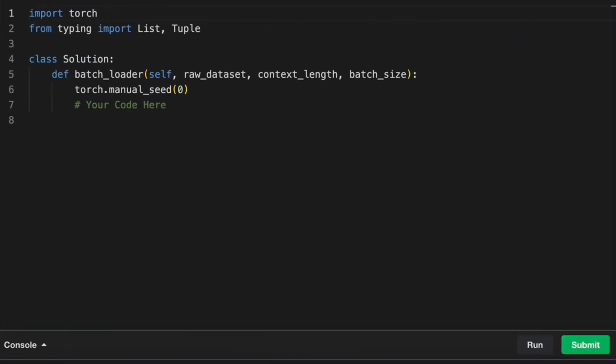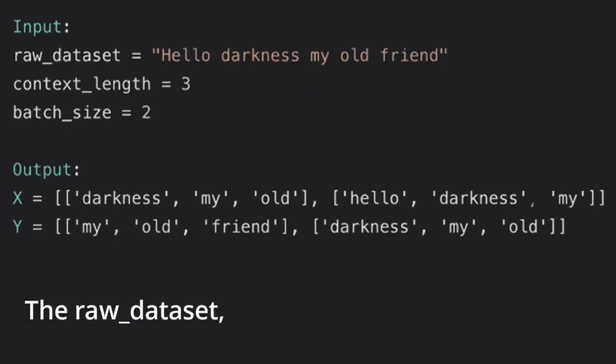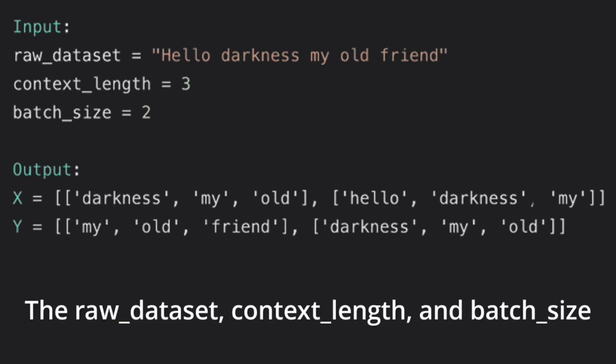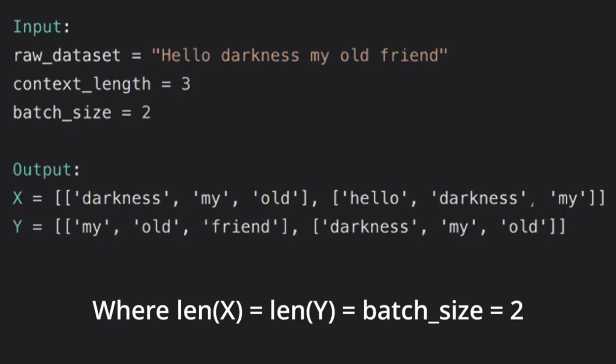Back to the code. This function would be called at every iteration of training to generate the batch. Let's take a quick look at the example test case. The raw dataset, context length, and batch size are provided to us. We have to return x and y, where both x and y have length equal to the batch size of 2.